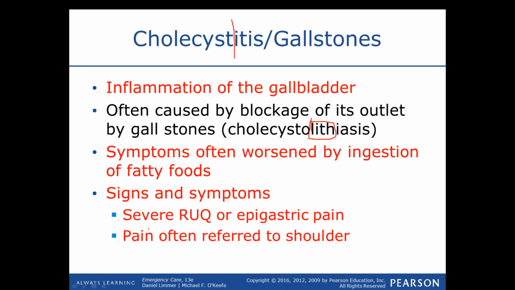Red flags for this, the big ones, right upper quadrant or epigastric pain. It's common this either refers to the right or the left shoulder, as well as patients complain that they have an increase of pain while eating fatty foods. So again, you know this now, but in order to actually pick up on that, you're going to have to ask those questions.